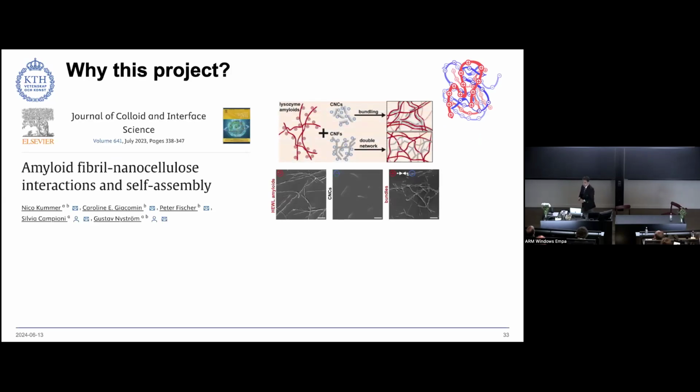So actually last year I visited EMPA in the lab of Professor Gustav Nystrom, and they had a published paper where they mixed amyloids, whole proteins of the egg, with CNCs and CNFs. And they did some structural analysis and rheological analysis to see what happens when we mix these two together.